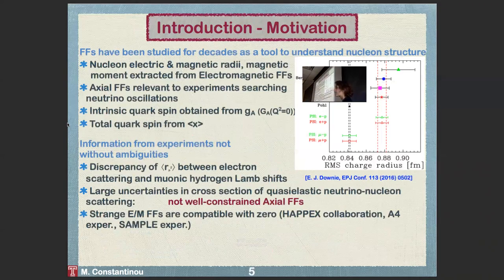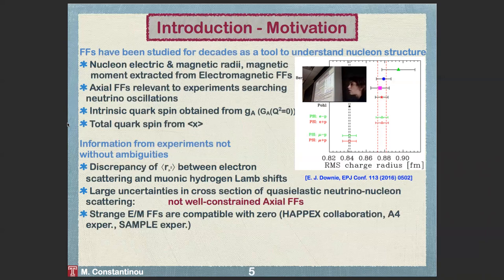So for the introduction, I don't think I need to spend too much time to motivate this discussion. We all know that the form factors have been under study for many decades now, and it's important to understand the nucleon structure. For example, the electric and magnetic radii and the magnetic moment are extracted from the electromagnetic form factors. We know there is tension between experimental measurements, and we are currently trying to understand the origin of this tension. When it comes to the axial form factors, we know that they play a huge role in the intrinsic spin of the proton and other hadrons, and they also enter the total quark spin, which is in coordination with the quark momentum fraction.